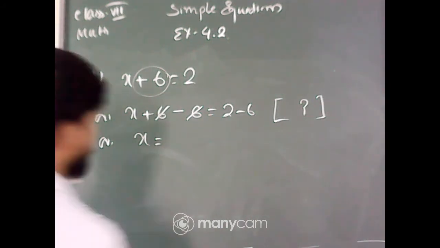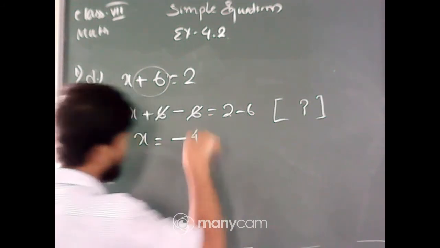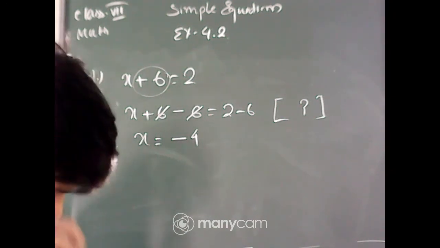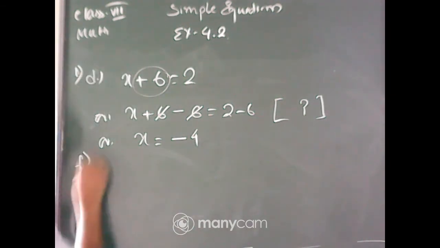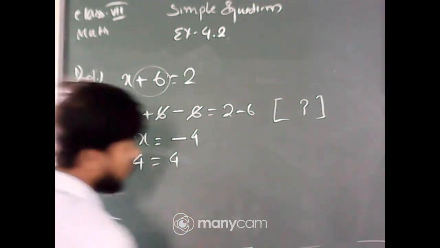Okay, I hope you will not answer this type of simple question. So this is minus 4. So the solution of this equation is minus 4. Okay, now let's solve question number F. Y minus 4 is equal to 4.